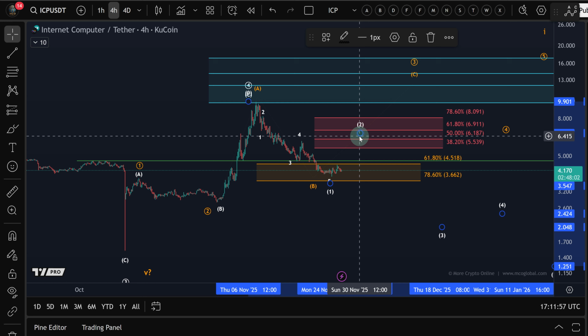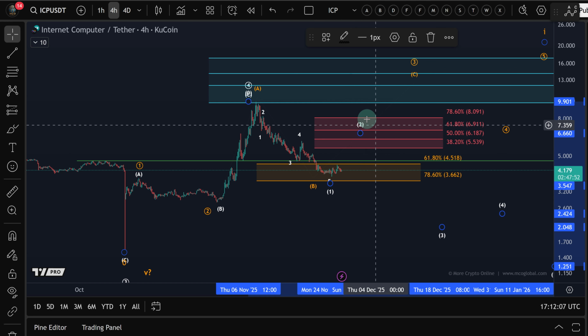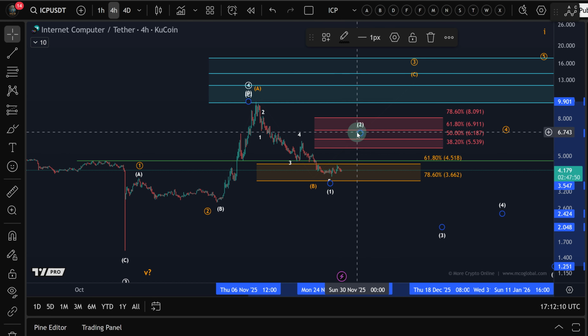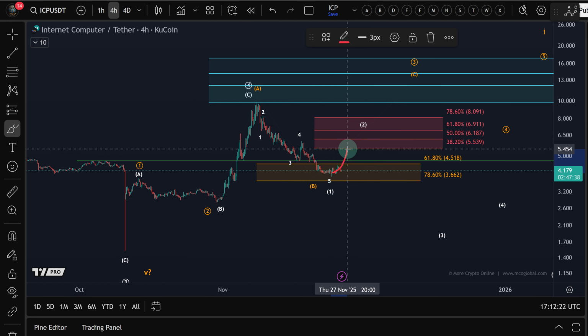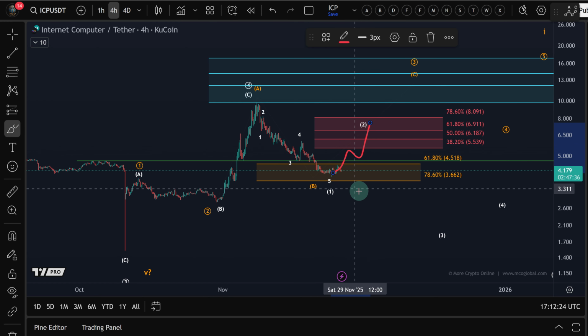An area is already defined on the chart where the price could get rejected from. This is between $5.54 and $8.09. This is a standard Fibonacci resistance zone. So if we go higher from here, this would be the first key pivot, the first key resistance zone to watch, and the price can easily get rejected from there. That would actually be the expectation, especially if the move to the upside unfolds as a 3-wave move.